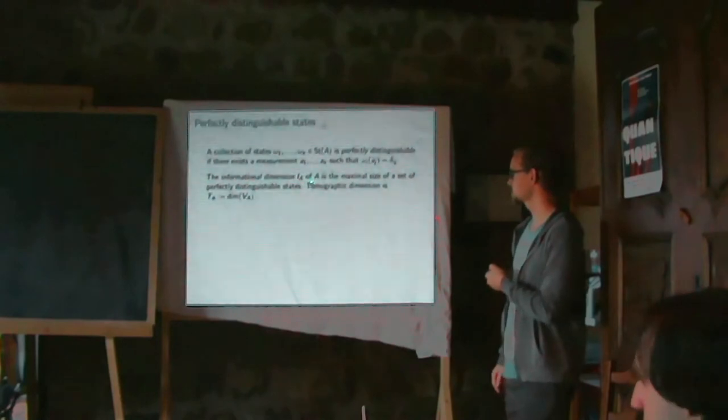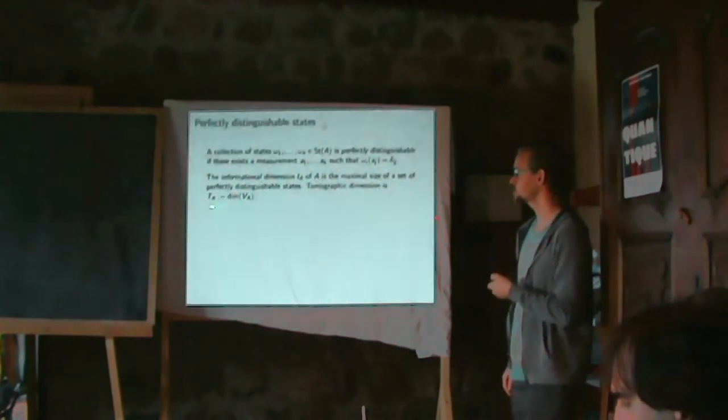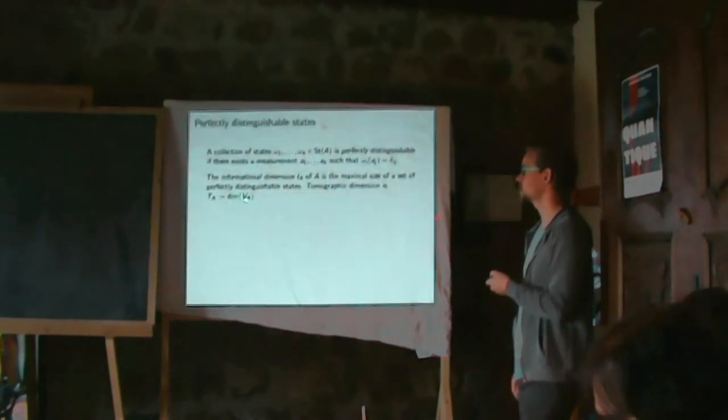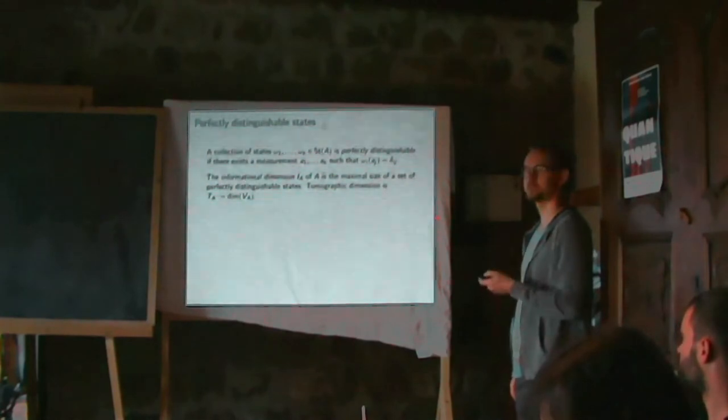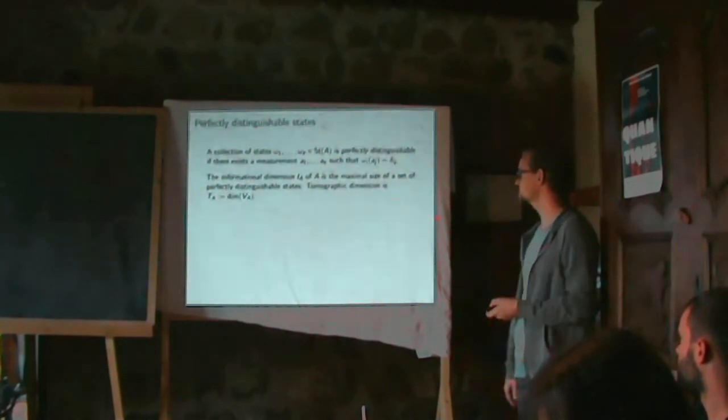So the informational dimension you can write as I_A, and to contrast it with the tomographic dimension, T_A, this is the dimension of the ambient space. So this is the number of elements in your measurement you need to perfectly capture all the states, to perfectly distinguish all the states.